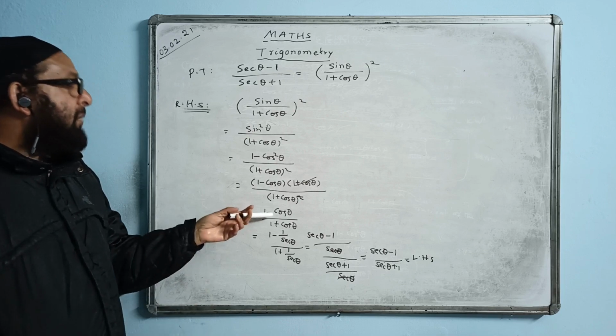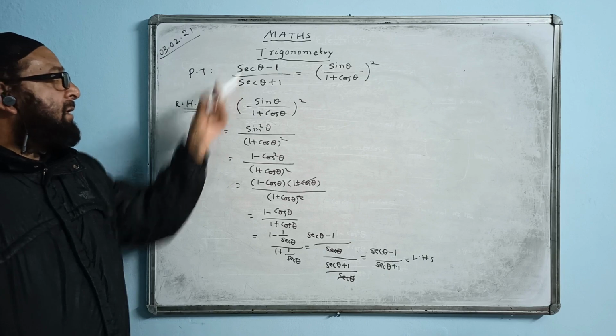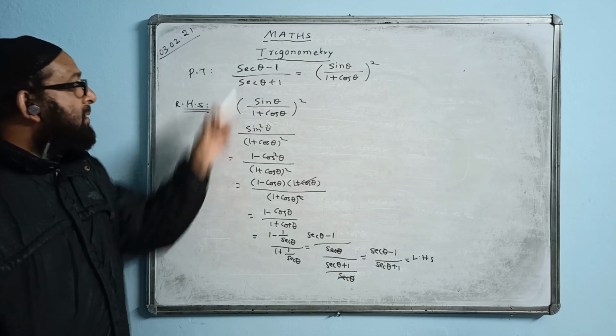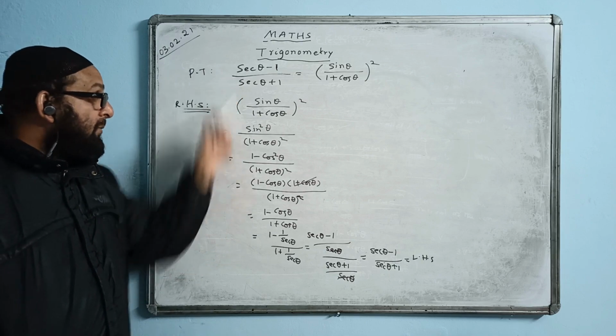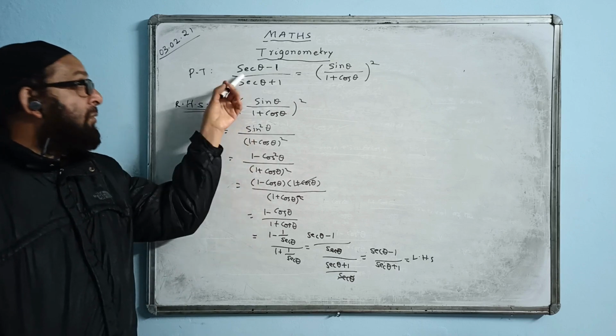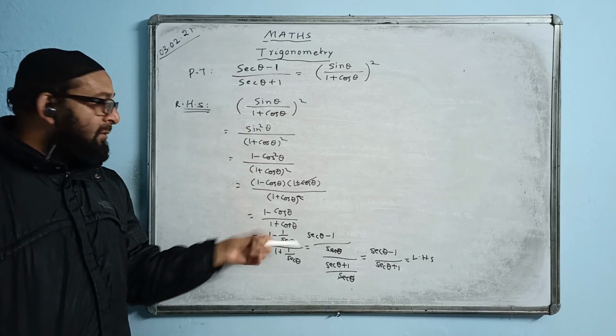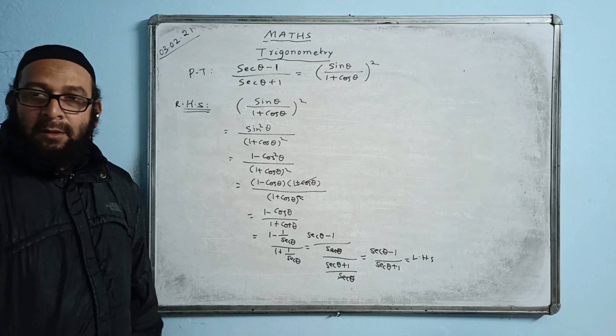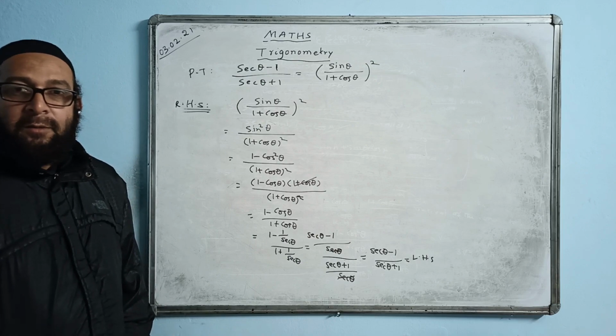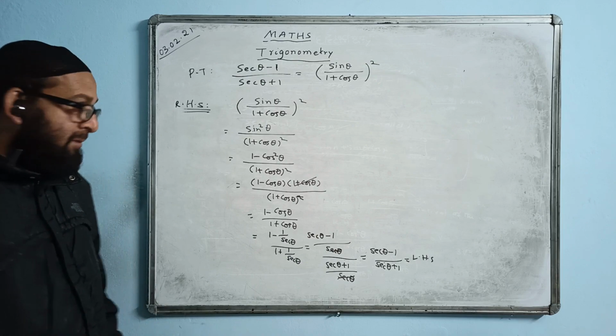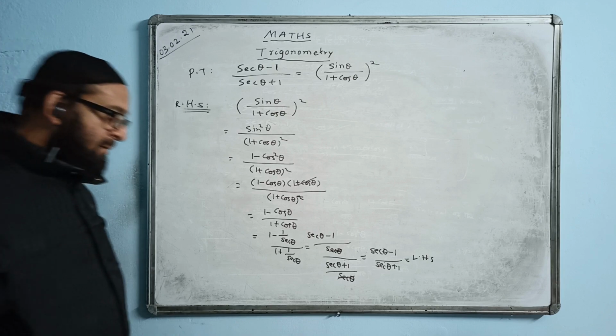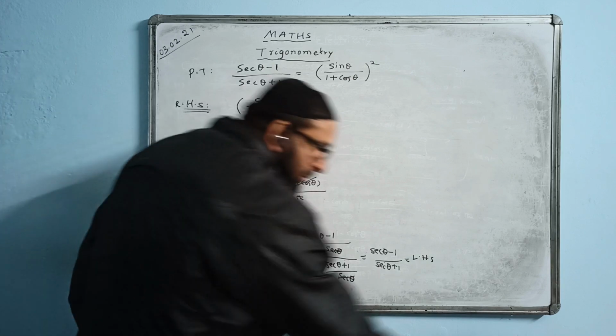But from here you can easily do it, because sec you are writing as what? 1 by cos. You change cos, because you want everything to come in sec. Cos is equal to 1 by sec, and finished. Why hold it and then break it? Though you can do that also.